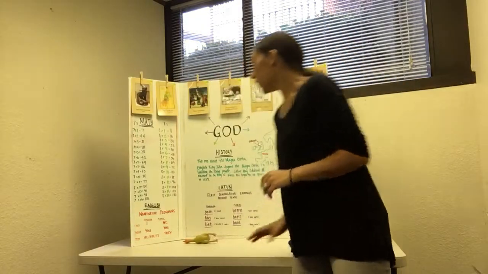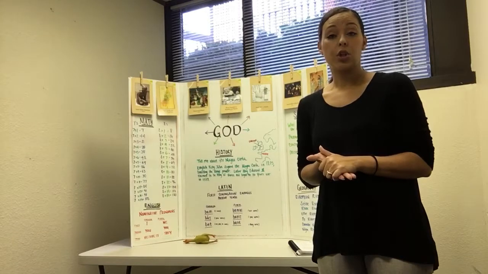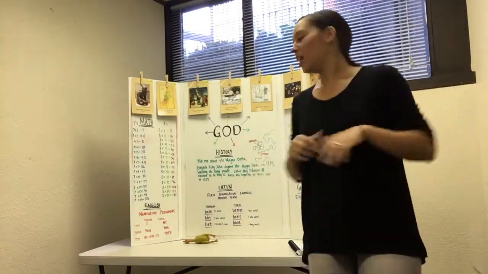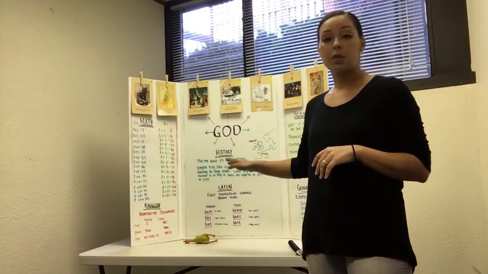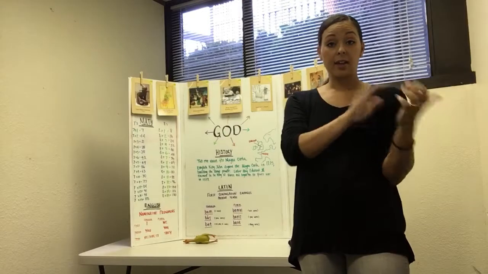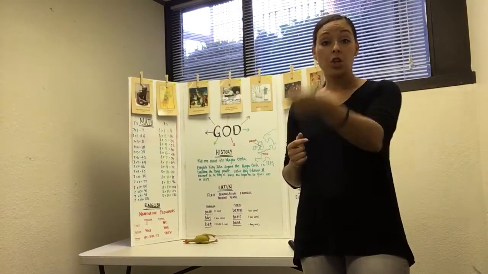Okay, for English, we have nominative pronouns and we do that to the tune of the chicken dance. So, na na na na na na. So it goes nominative pronouns, I, you, he, she, it, we, you, they. Nominative pronouns, I, you, he, she, it, we, you, they.